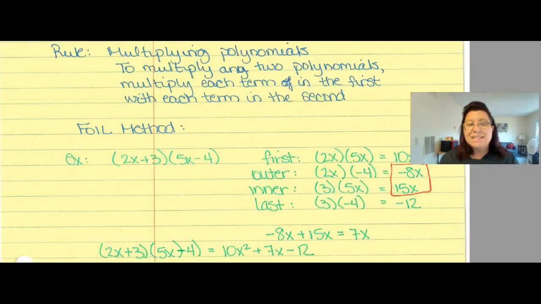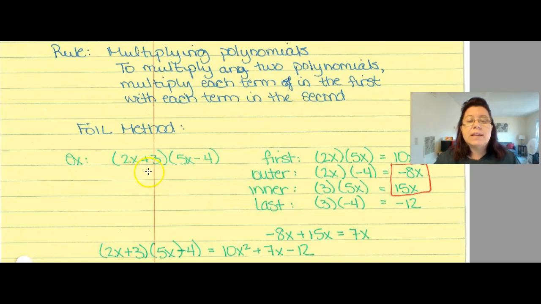Now let me formally state the rule for multiplying polynomials. To multiply two polynomials, you multiply each term in the first with each term in the second. I've said that, but this is formally saying it, that it is a rule. We've also kind of discussed the FOIL method. Here's a different way of looking at the FOIL method, which is kind of a vertical, doing my work off to the side method.